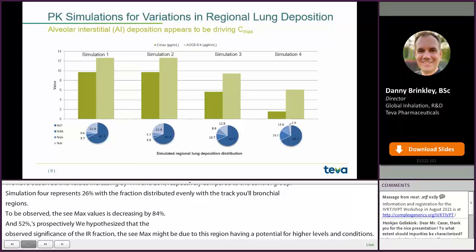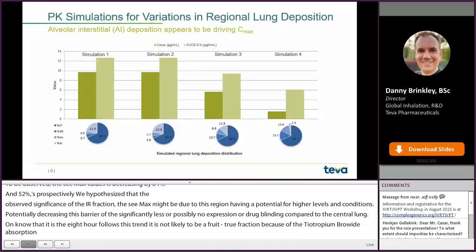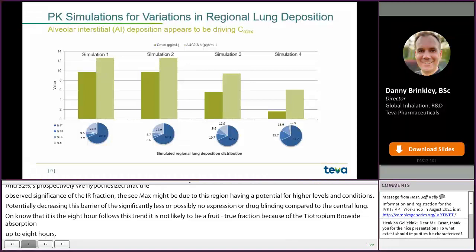We note that although the AUC to 8 hours follows this trend to a lesser extent, this is unlikely to be a true reflection of AUC to infinity due to the tiotropium bromide absorption kinetics extending only out to 8 hours. A significant proportion of the plasma absorption is known to occur beyond this time point, and therefore we expect all lung regions to be of equal significance for AUC to infinity.